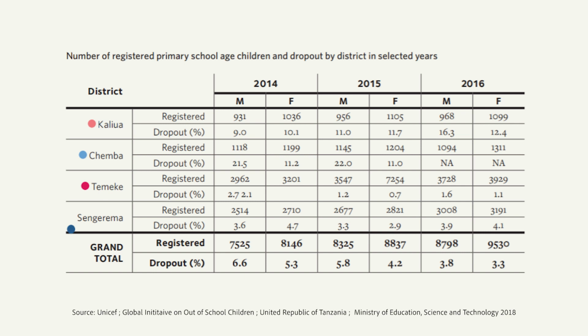According to a report from the Ministry of Education, Science and Technology in collaboration with UNICEF Tanzania, there has been a drop in the number of children dropping out from school. This was from 6.6% in male children and 5.3% in female children in the year 2014, to a drop of 3.8% in male and 3% in female in the year 2016.